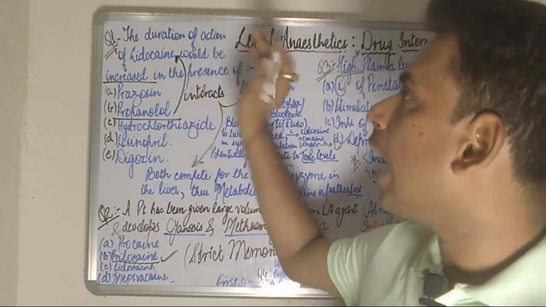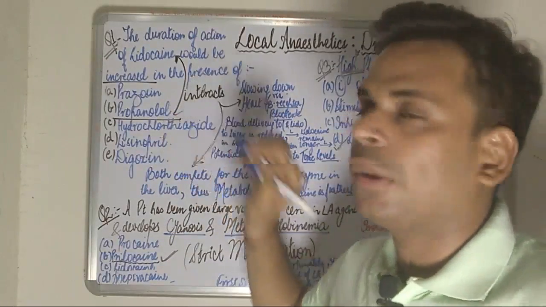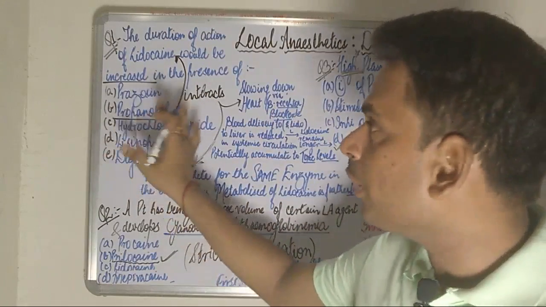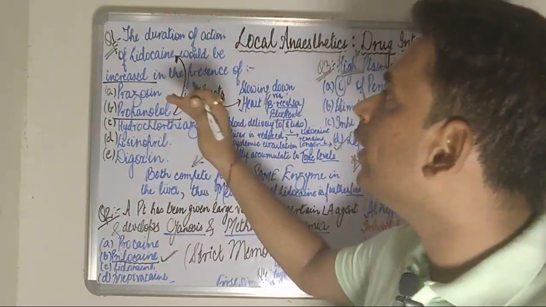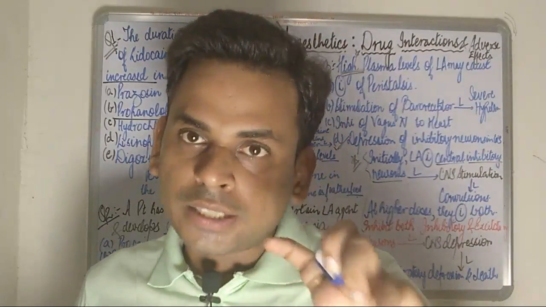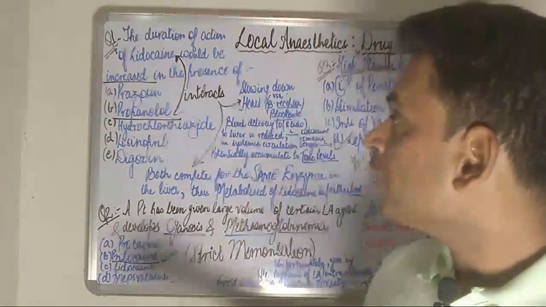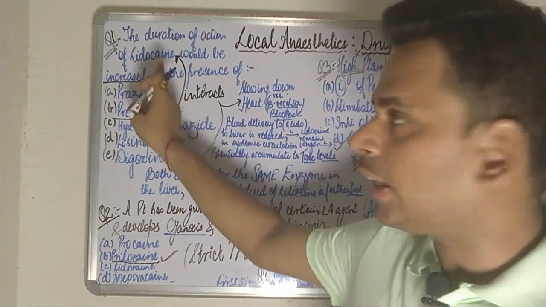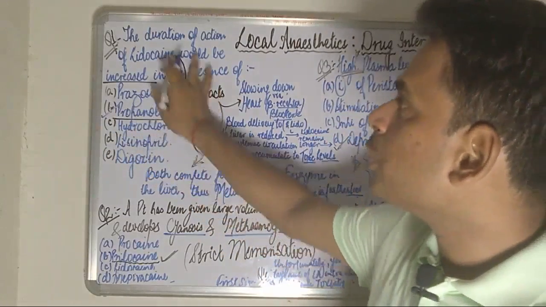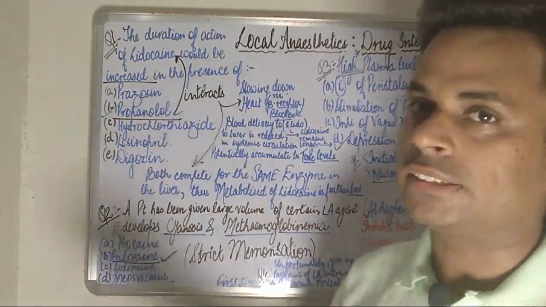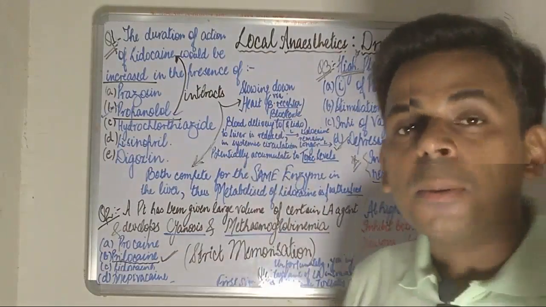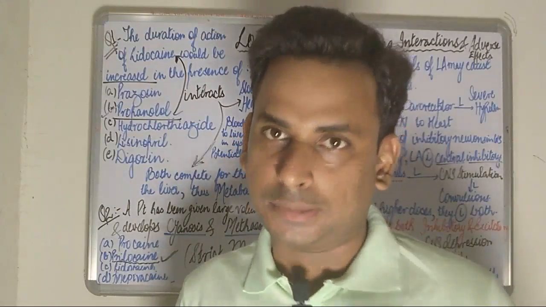The answer for this particular question is propranolol. It is propranolol which is going to prolong the action of lidocaine. The interaction of these two drugs can be understood through its mechanism. Propranolol is going to interact with lidocaine in two ways. Firstly, it is going to slow down the heart via the beta receptor blockade mechanism.